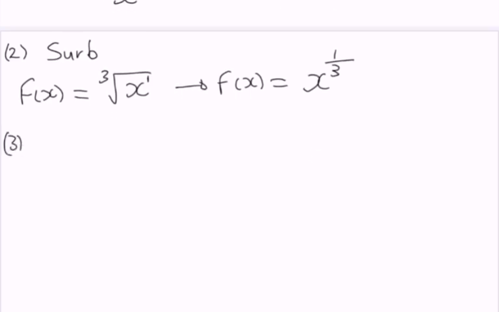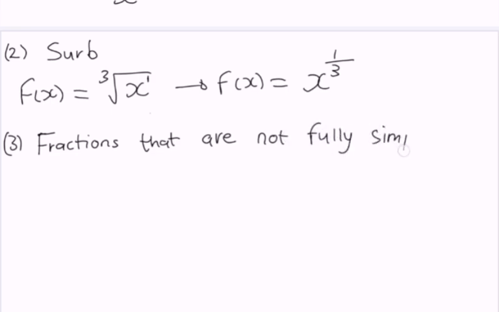Then the third rule that I need you to know is fractions that are not fully simplified. This is very, very crucial because it might be hard for you to notice that this fraction is not fully simplified.